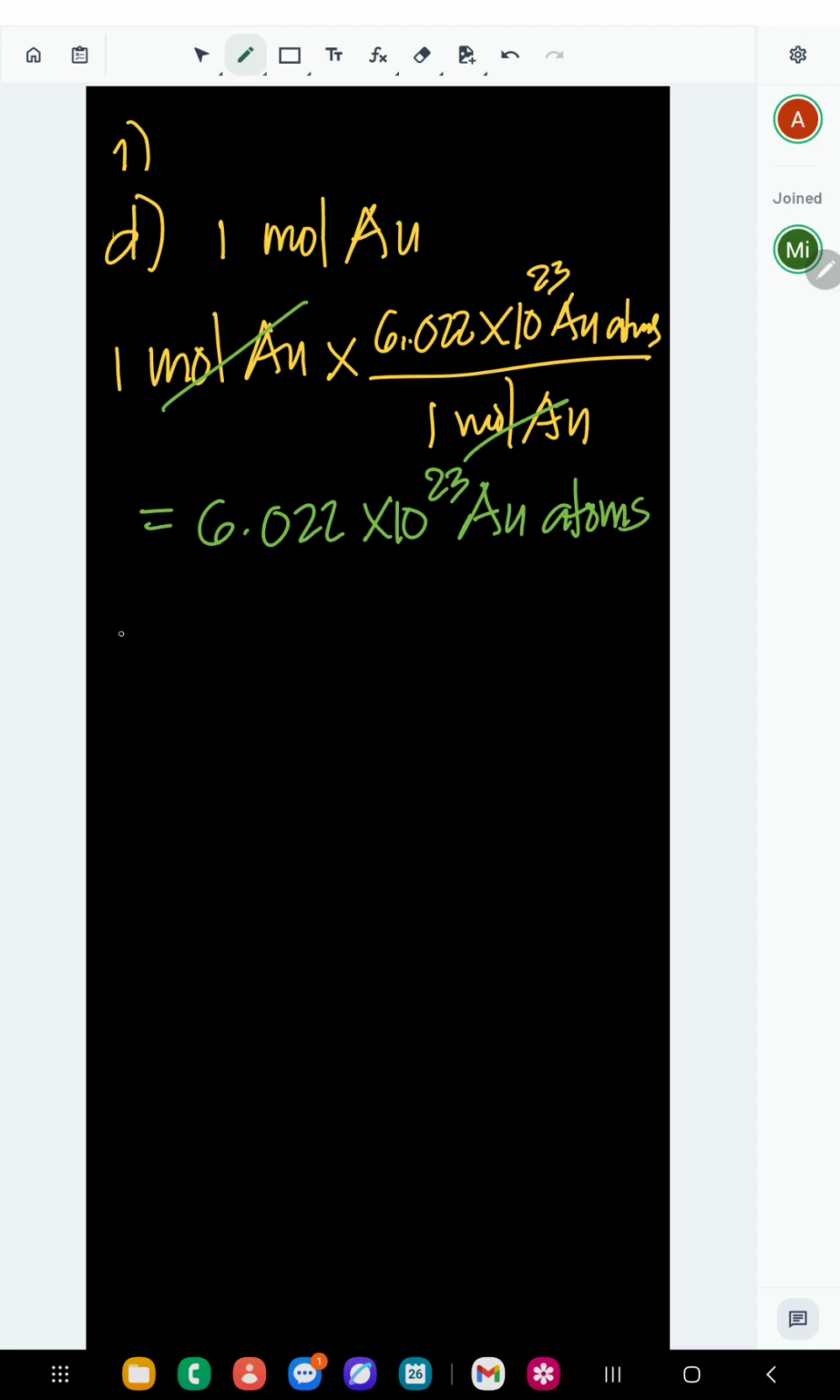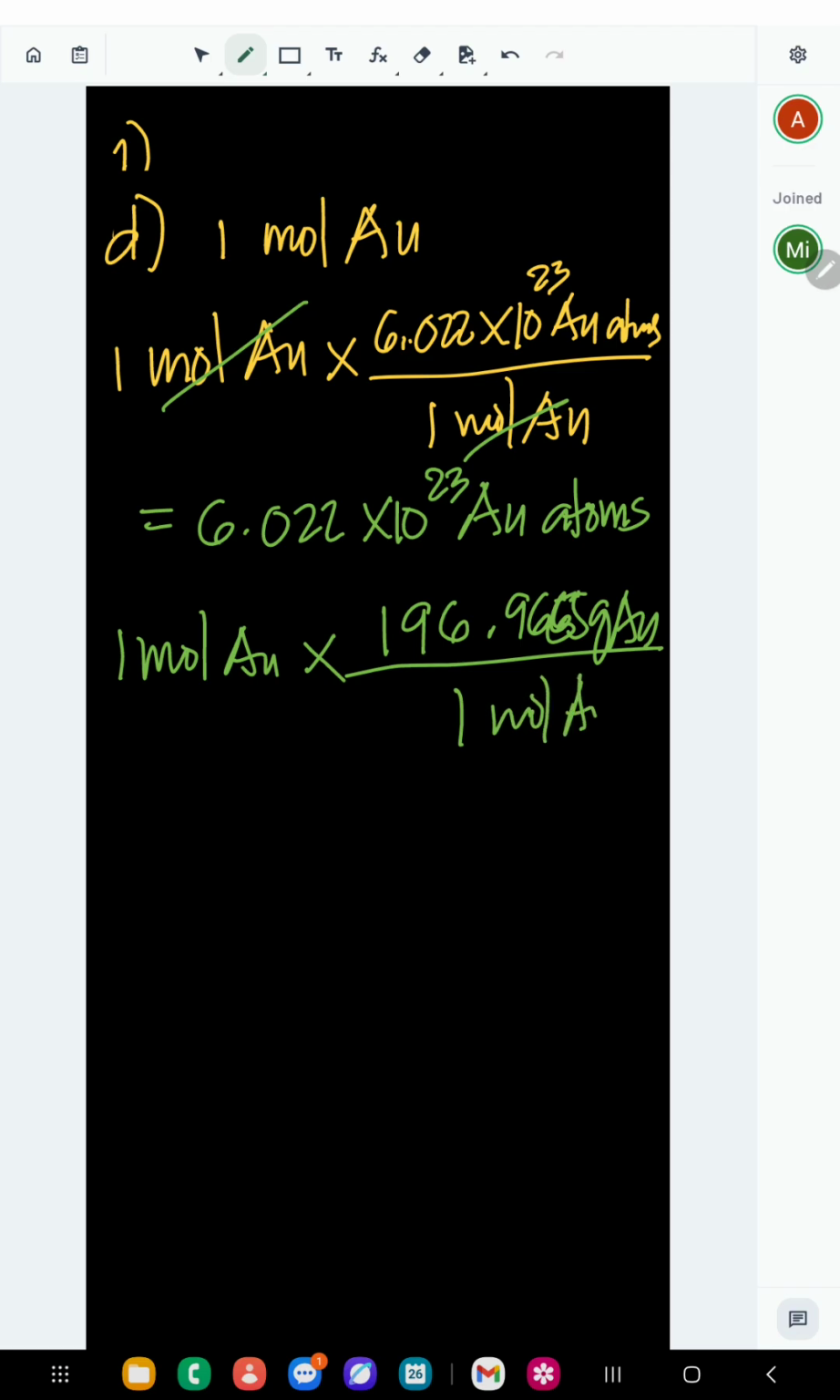Now we convert 1 mole Au to grams. So what is the molar mass of Au? 196.9665 grams Au per 1 mole Au. And this cancels out. So this is just 196.9655 grams Au. No questions for number 1?